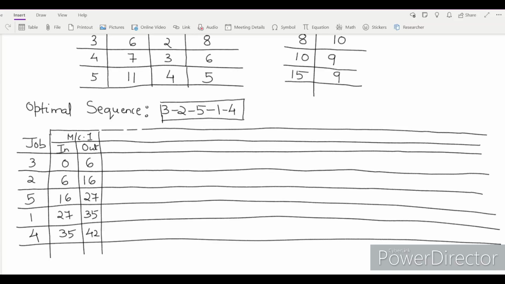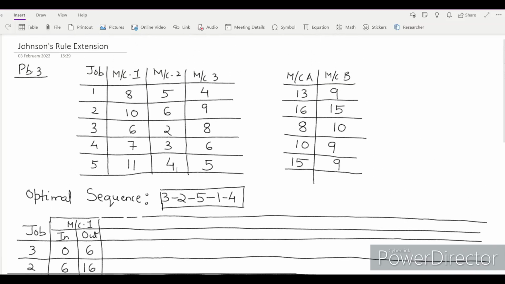Okay. In the last class, do you remember I taught you about the Johnson's rule extension? So this was the example that I had worked out, and you got the optimal sequence, 3 2 5 1 4, isn't it? Another two sequences you got, let me write down.